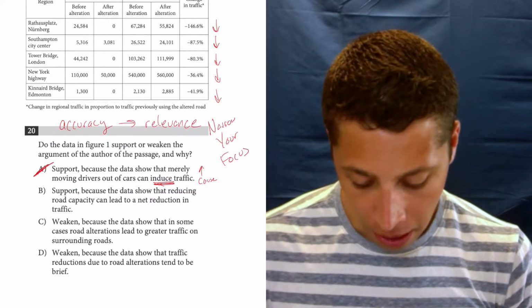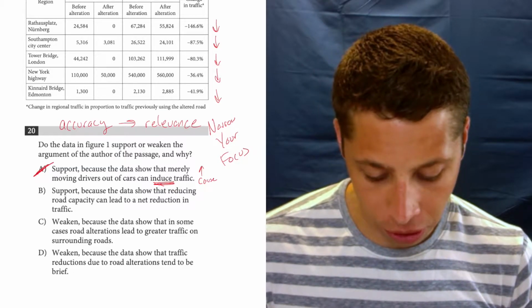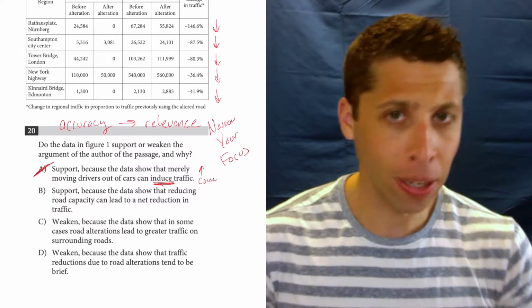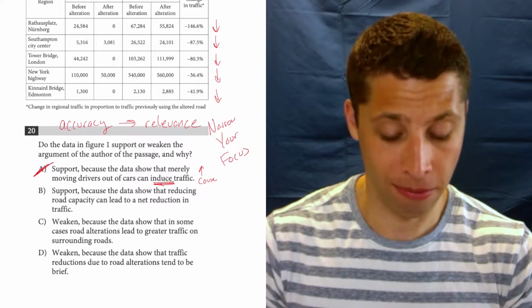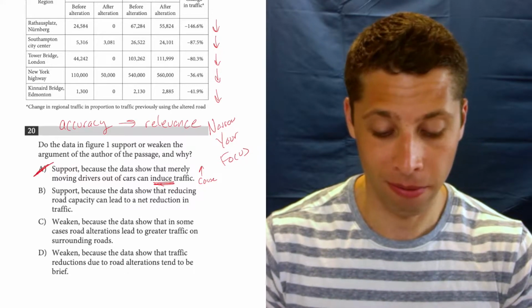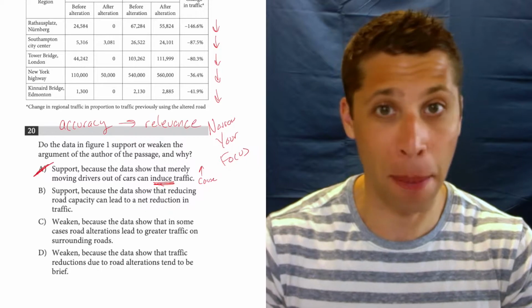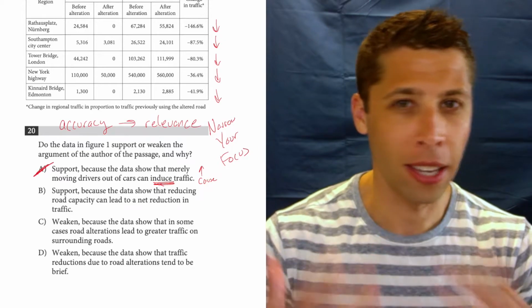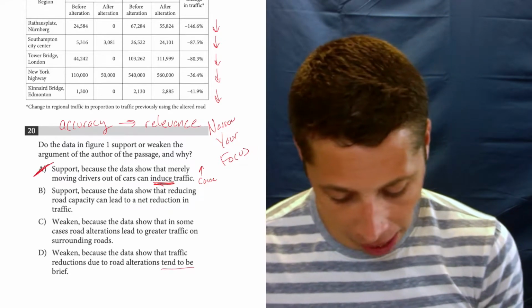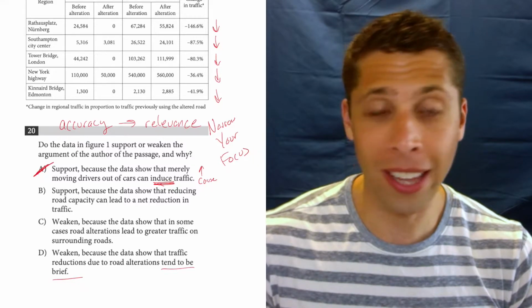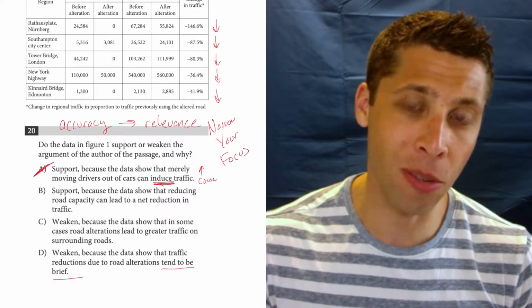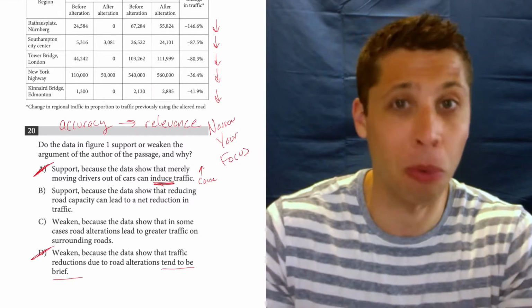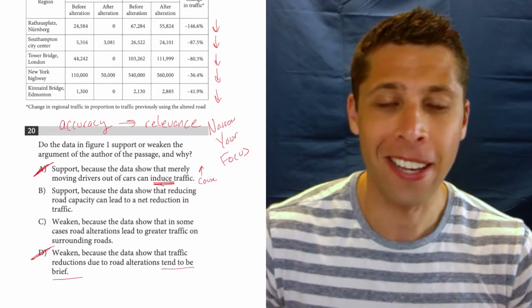Choice D, the data show that traffic reductions due to road alterations tend to be brief. Well, I don't see anything but time on this figure, right? It's just before and after. It doesn't say what happens 5 days after, 5 months after, 5 years after, right? Like there's no time element here. So I don't know if they tend to be brief. This isn't like it contradicts what the chart says. It's more just that it's not even mentioned in the chart. So I can't know this. The chart doesn't support or weaken this argument because it doesn't give any information about this.